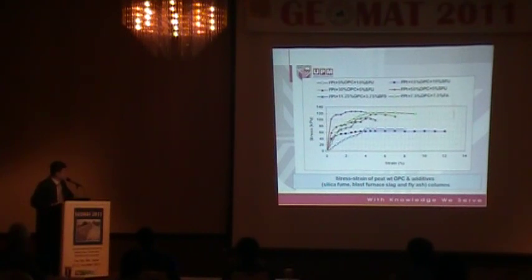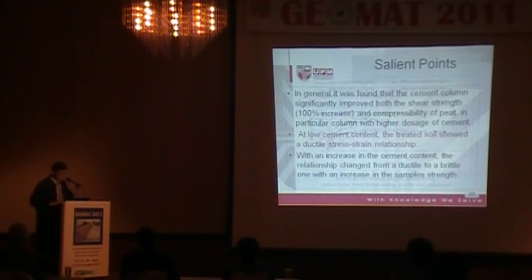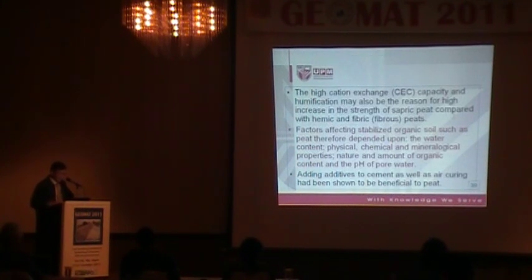Okay, and this is just the stress-strain relationship. All right, so in general, it was found the cement column improved both the shear strength and also reduced the compressibility of peat, in particular with higher ratios of cement. The low cement content in treated soil showed a ductile stress-strain relationship, and with an increase in cement content there was a change from a ductile to a brittle one, with an increase in the soil strength.